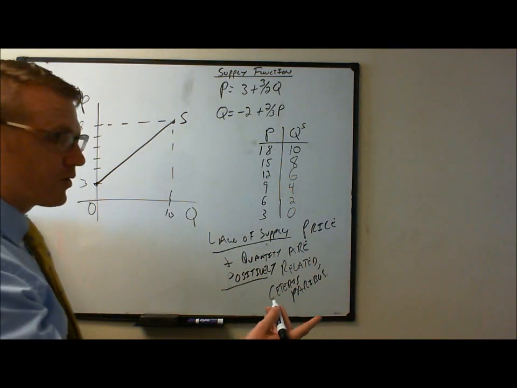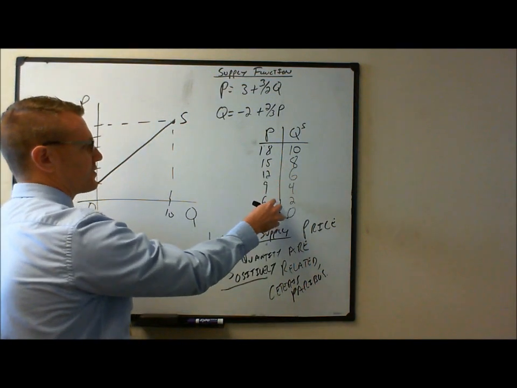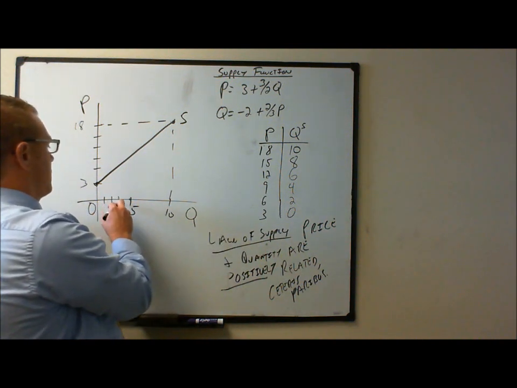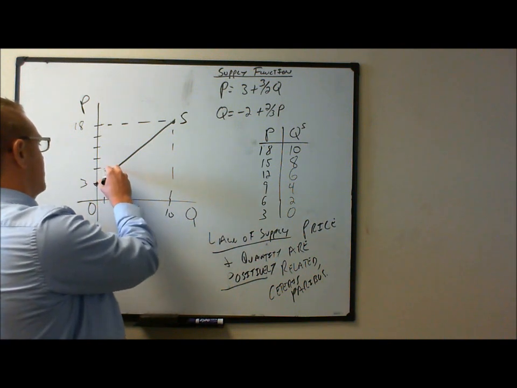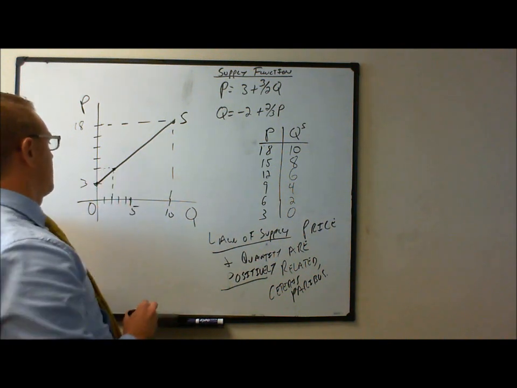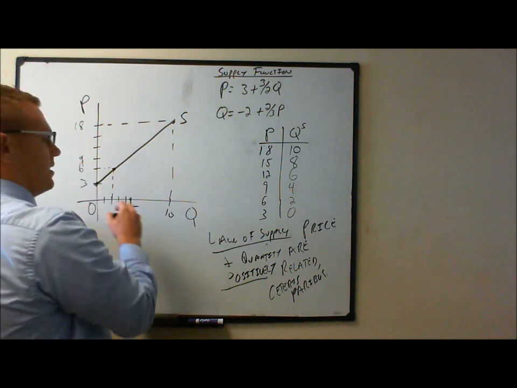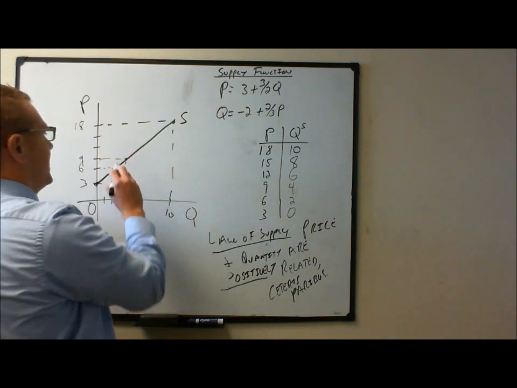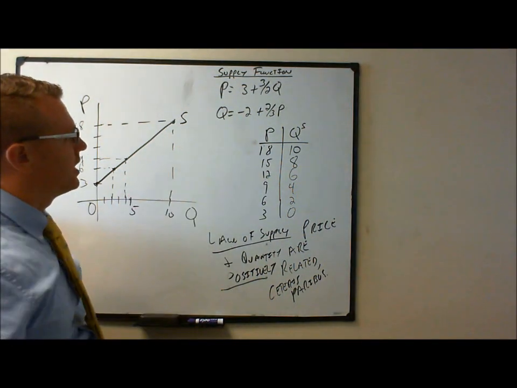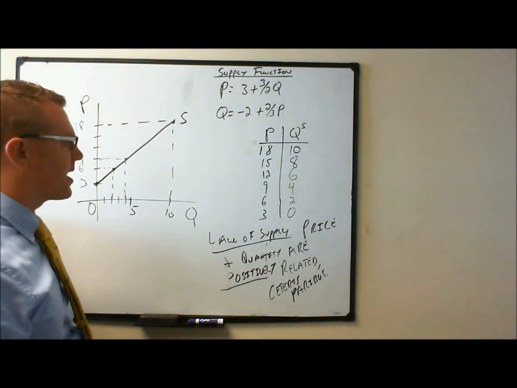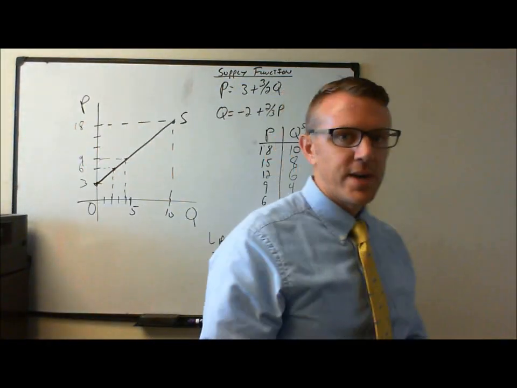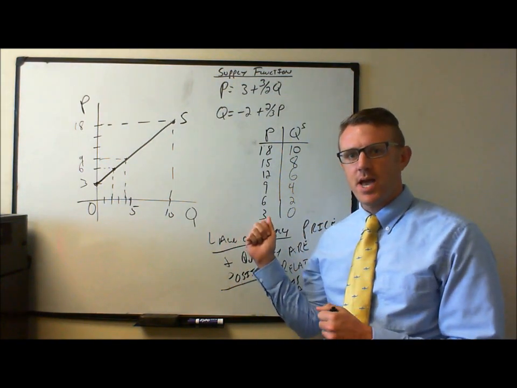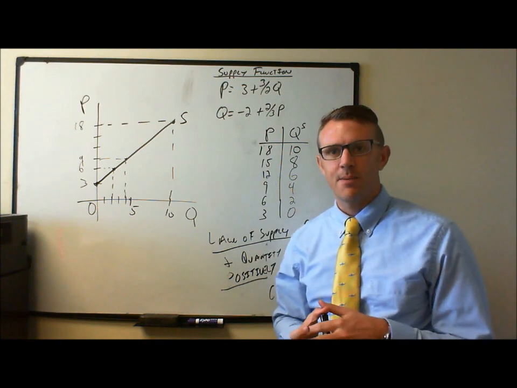If you wanted to plot more points, we could, at a price of 6. Let's cut that in half: 5, 1, 2, 3, 4. At a price of 6, they're going to supply 2. At a price of 9, they're willing to supply 4. And so on. That supply curve models the relationship between P and Q for this supplier. The question is why? Why does the supply curve slope upward? Why is it the case that suppliers require a higher price for every quantity they produce?